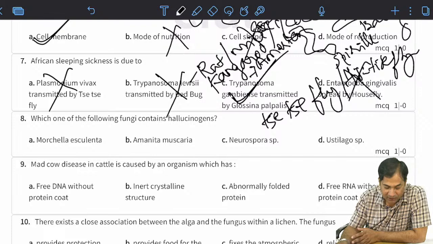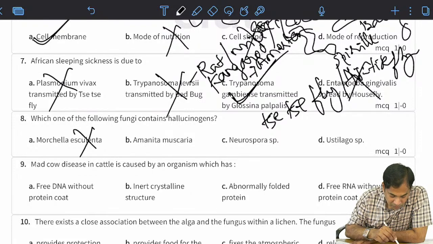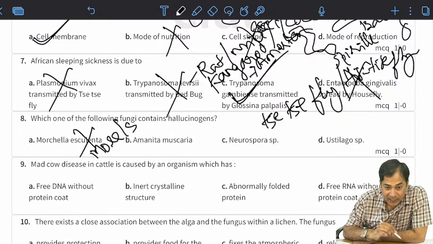Morchella esculenta is a wrong option, because Morchella esculenta is nothing but morels. These are edible. They almost look like mushrooms. If you go to 5-star hotels, you will find dishes made with morels. They are edible, you can eat them. So they are not hallucinogenic, they don't cause any hallucinogenic effect.